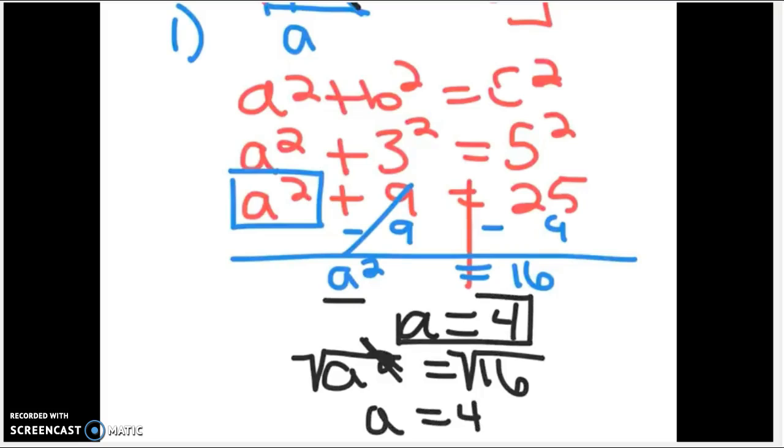So whatever way you want to look at it, but I would suggest you look at this method, because in the future, when the numbers don't come out as whole numbers, that method will help a little bit better.